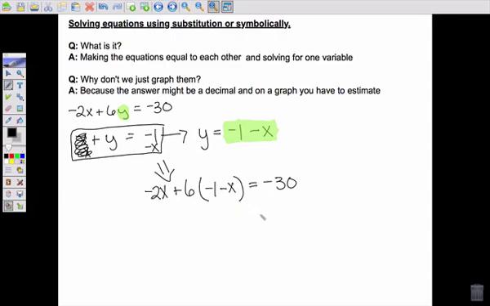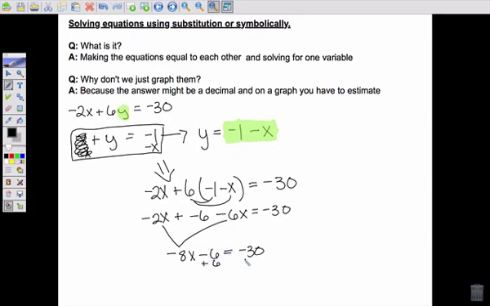And then from here, again, like solving equations, Abby, you got this down? We just solve. Okay, so first we're going to have to distribute. We remove parentheses. What's 6 times a negative 1? Negative 6. What's 6 times a negative x? Negative 6x is going to equal negative 30. Okay, to add like terms or combine like terms, what's a negative 2x and a negative 6x? Negative 8x, and then minus 6 is going to equal negative 30.